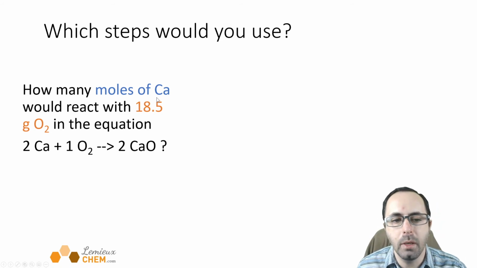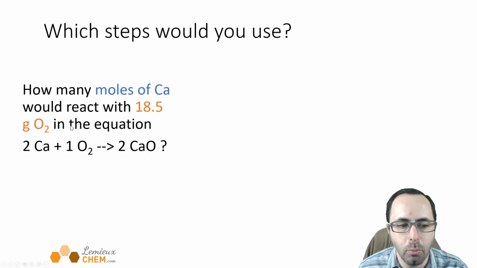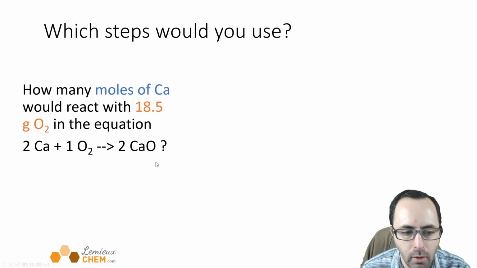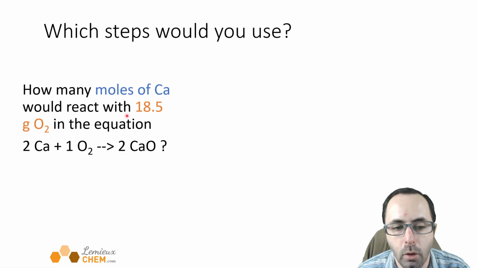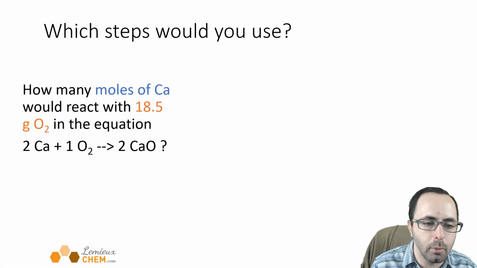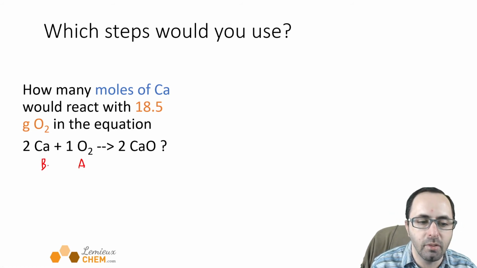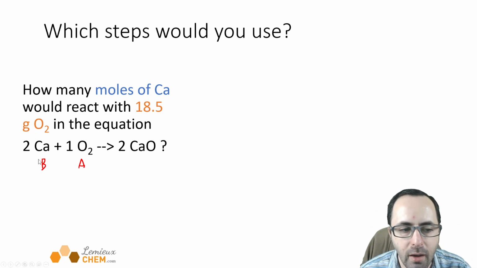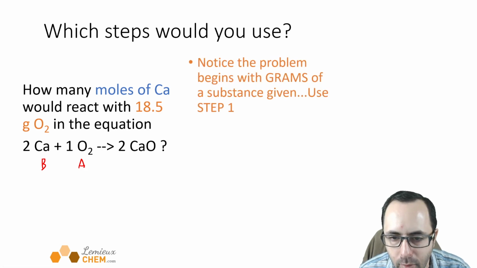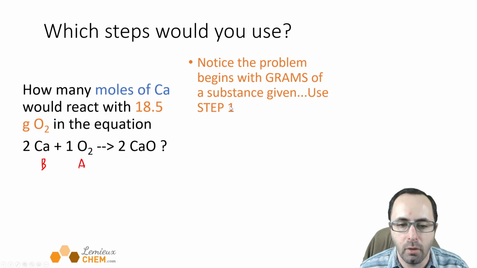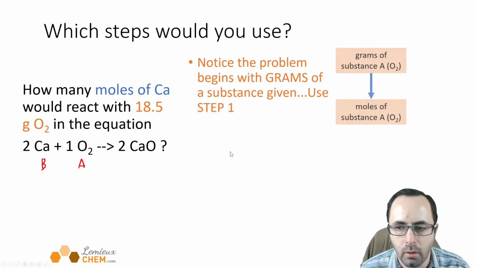So this question asks, how many moles of calcium would react with 18.5 grams of O2 in this reaction? 2 calciums plus 1 oxygen makes 2 calcium oxides. And we're given grams of O2, so O2 is what we would call substance A here, and our calcium is substance B. So we have grams of substance A, and we need to convert to moles of substance A. Notice the problem begins with grams, so we have to use step 1. We're going to go from grams of substance A, which is O2, to moles of substance A, which is also O2. We'll need the molar mass.